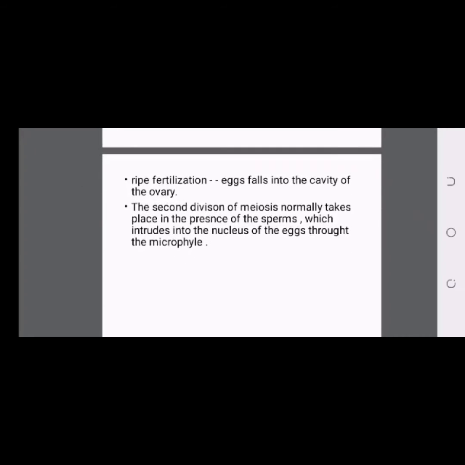So the ovulation in which eggs fall into the cavity of the ovary. So the second division of meiosis normally takes place in the presence of the sperm, which intrudes into the nucleus of the cell through the micropyle. So, with the micropyle, therefore, the presence of the male pronucleus is necessary for the development of the female pronucleus. So, may correlation pa rin ang mga male and female pronucleus.